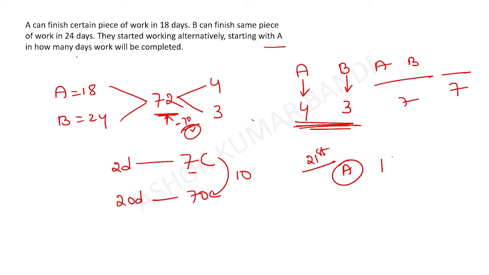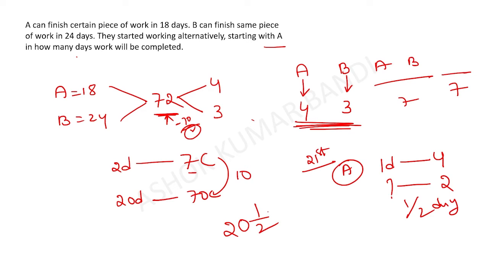In one day he can eat 4 chocolates, but we need to finish only 2. How long is he going to take? He is going to take only half a day. That means we want 20 complete days along with half an extra day. So the total is going to be 20 and a half days.